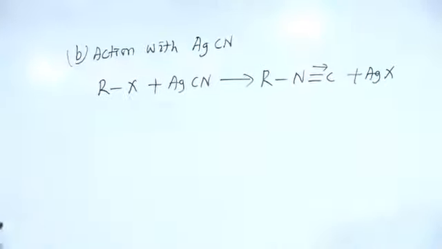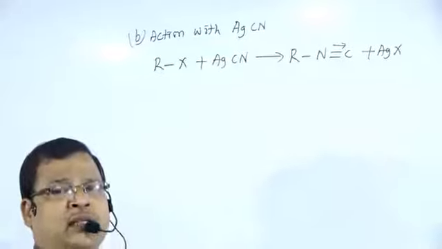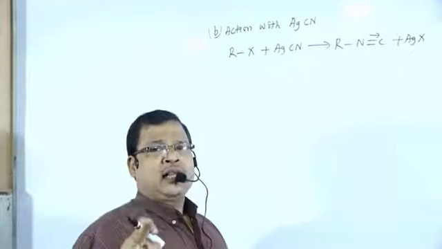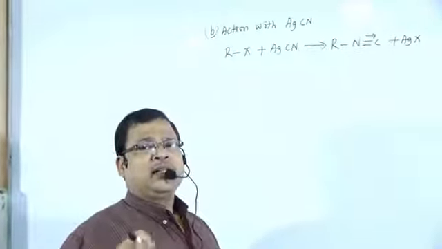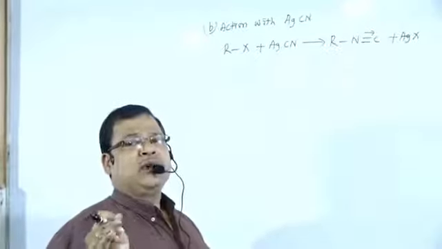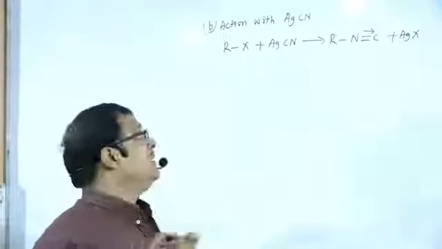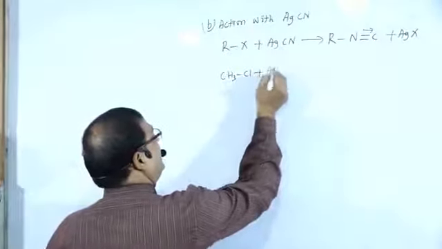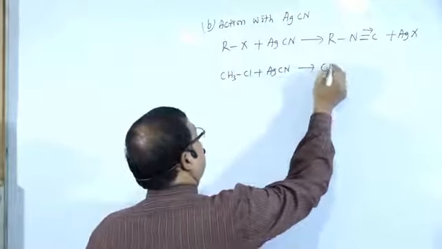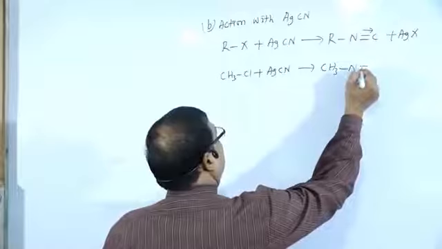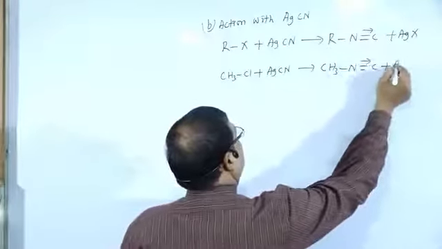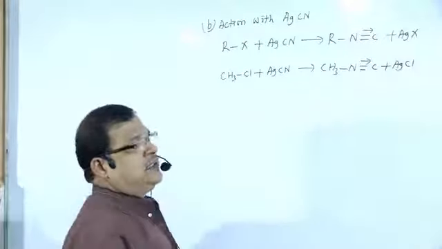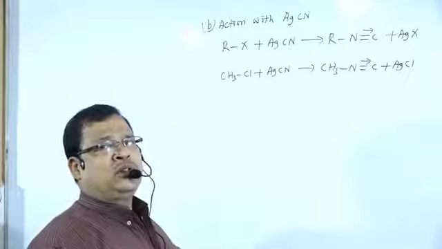Mark the difference. Alkyl halide reacts with potassium cyanide to form alkyl cyanide, RCN. But in this case, when treated with AgCN, there is the formation of RNC, alkyl isocyanide. For example, if we take CH3Cl treated with AgCN, there is the formation of CH3-N double bond C, dative bond, plus AgCl, that is methyl isocyanide, CH3NC. There is the formation of methyl isocyanide.